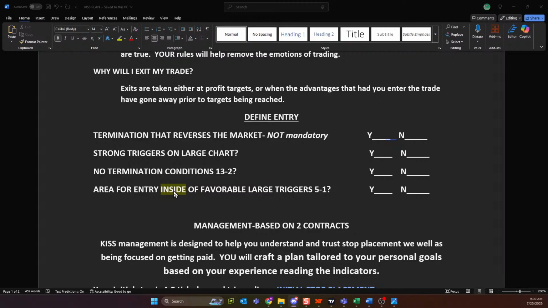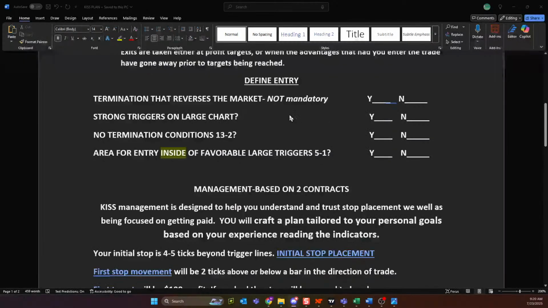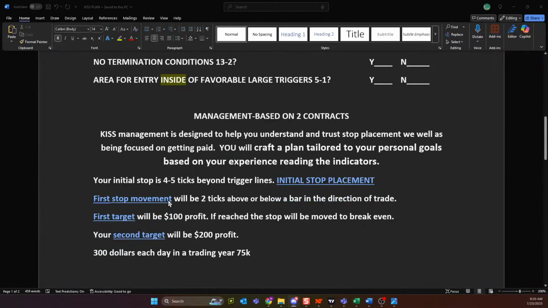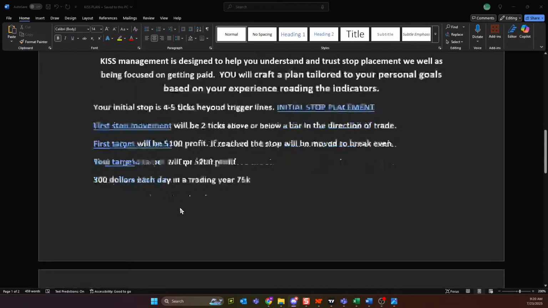This is an educational room to show you what it looks like in a live environment. But the thing is, I will not pull the trigger if my rules aren't met, because my rules describe a pattern, and that pattern can be proven to win more than it loses. And if I don't have that edge, I choose not to trade. I will manage that trade very mechanically. I'm going to use the same management from the plan that I just gave you. And this plan is designed to help you understand stop placement and getting paid on a trade.